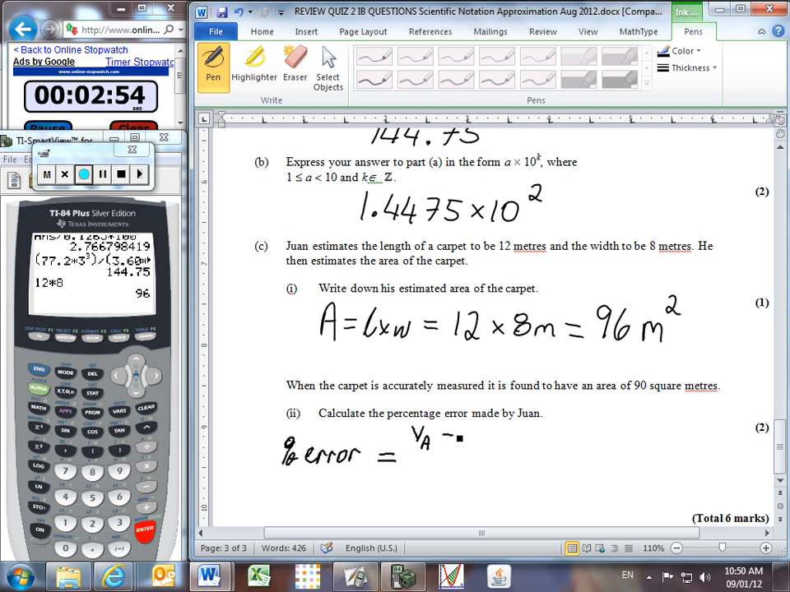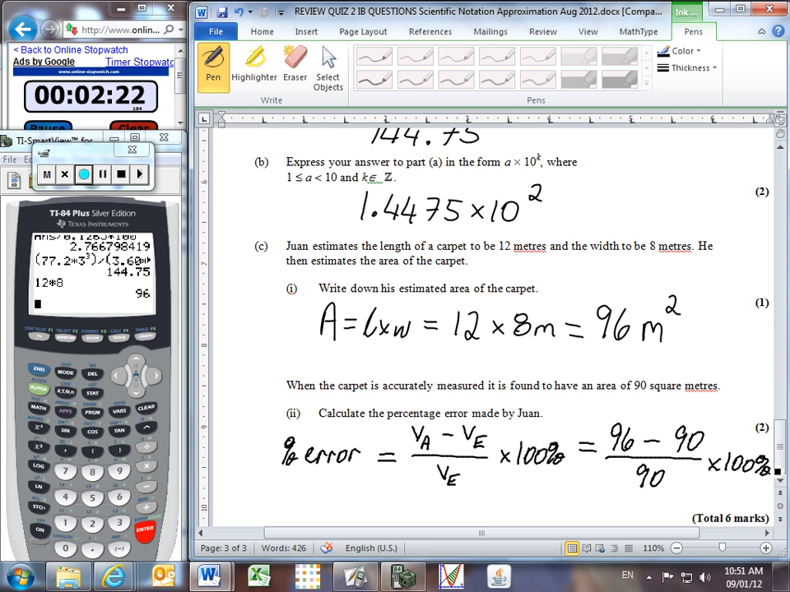And we know that we have our approximate value minus the exact value, all divided by the exact value times 100%. So let's write down the substitution, because if I make a mistake in the calculation, it would still guarantee me a mark. The approximate value, this was Juan's estimation, right? This ends up being an approximate, not an exact value, so that's the VA. And then we'll subtract the exact value of 90, where we found that when it's accurately measured, that's our exact, divided by exact times 100%.